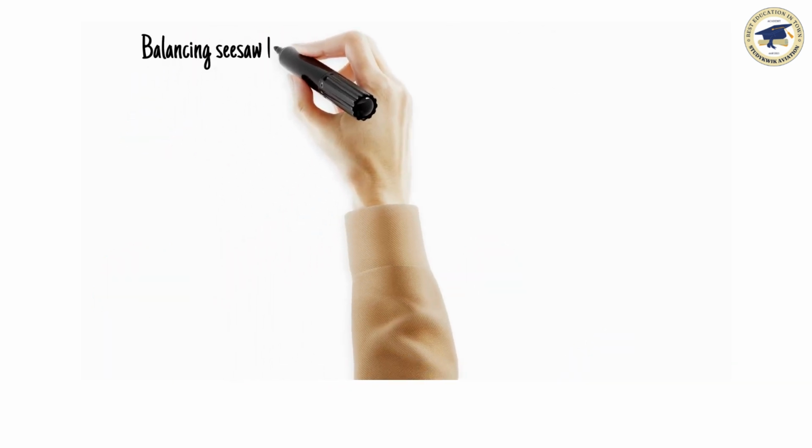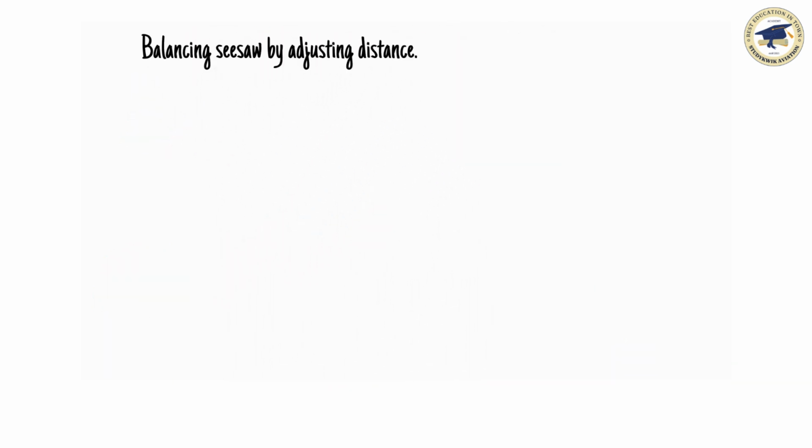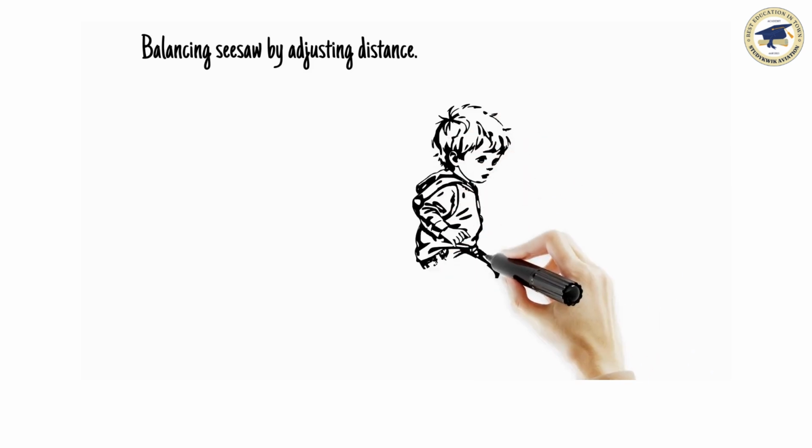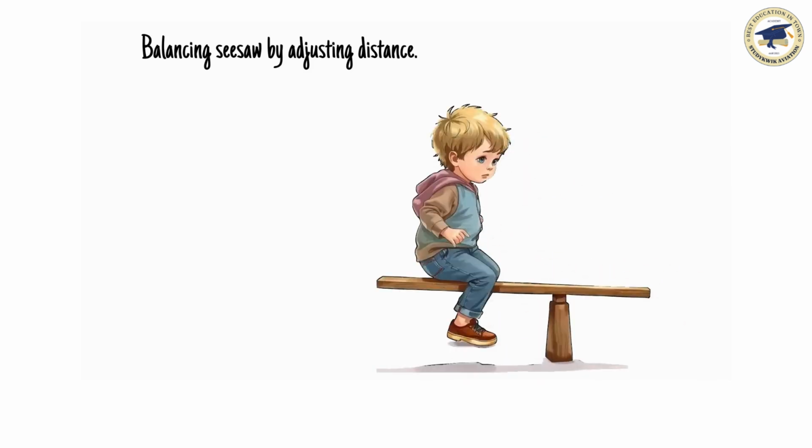So how can we fix this? Since the lighter child weighs half as much, we can move her twice as far from the center. That extra distance creates enough leverage to balance the seesaw again. This is the basic idea behind the moment of force.